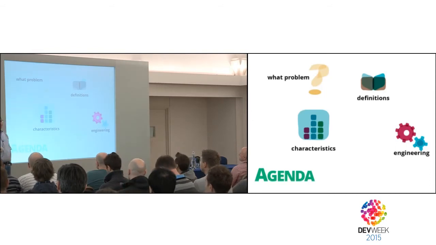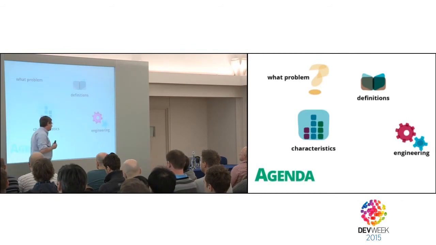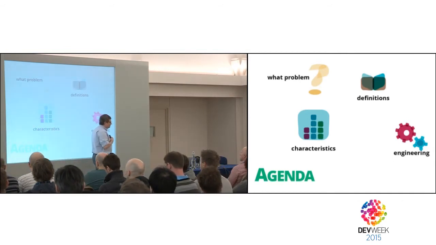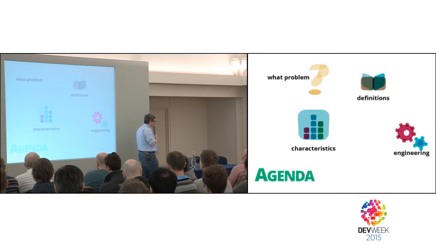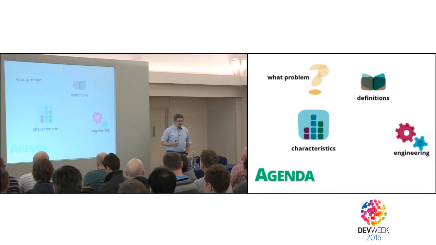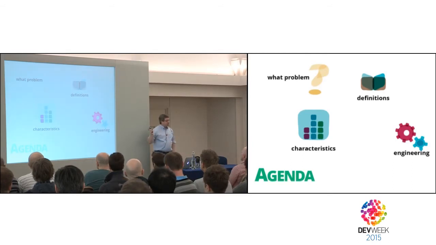Then I'll talk about some characteristics of microservice architectures, in particular in contrast to monolithic architectures, and then a bunch of engineering practices. It turns out that one of the defining characteristics of microservice architectures is you have to pay a lot of attention to the engineering practices around both development and operations unless you want to create a kind of train wreck.